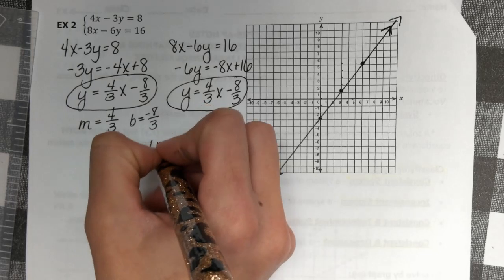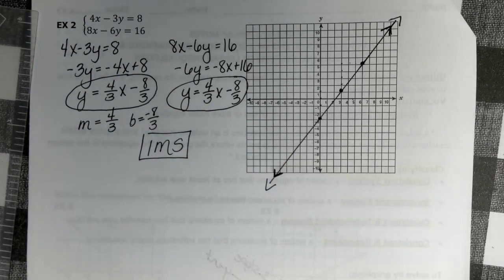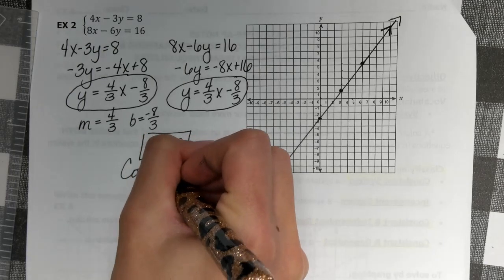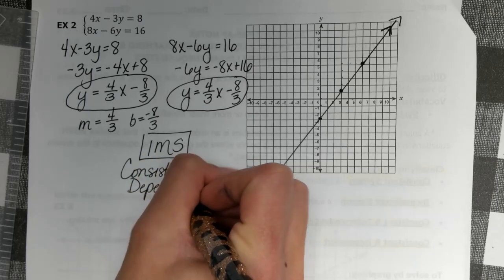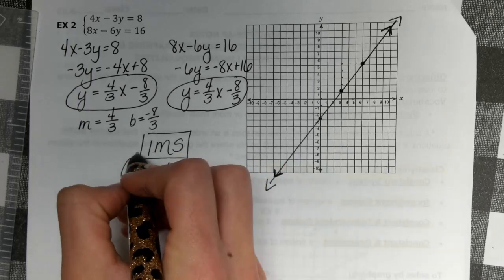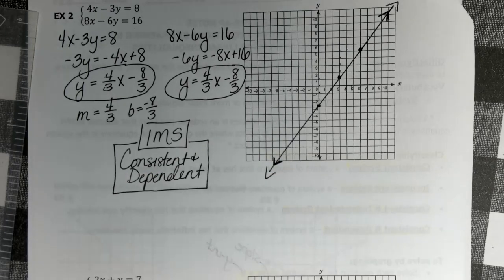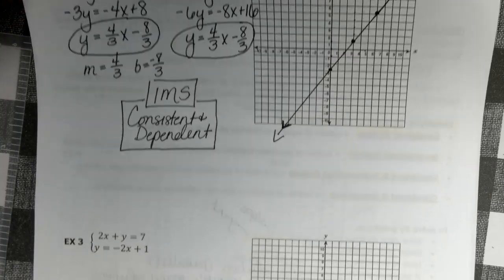And that is when it happens, my infinitely many solutions. So that would be consistent and dependent. We good? All right.